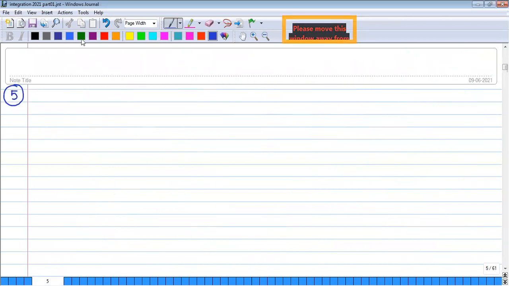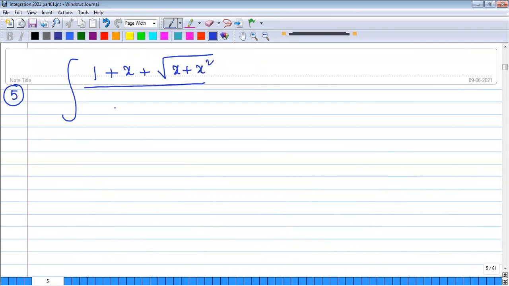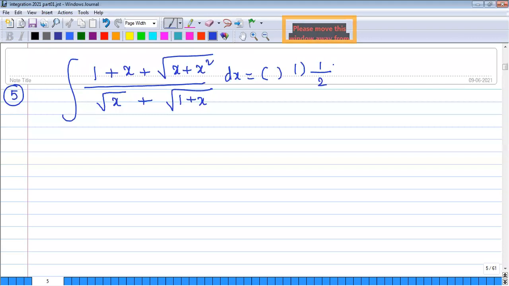Fifth one: integral of 1 plus x plus root of x plus x square, upon root x plus root of 1 plus x, dx equals to. First option: 1 upon 2 times root of 1 plus x plus c.